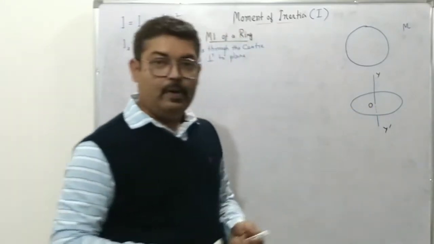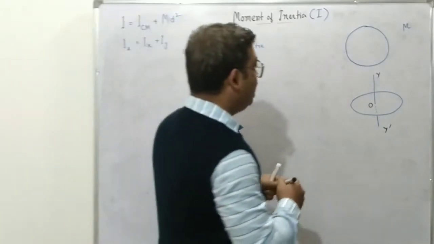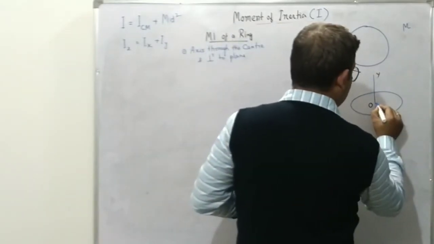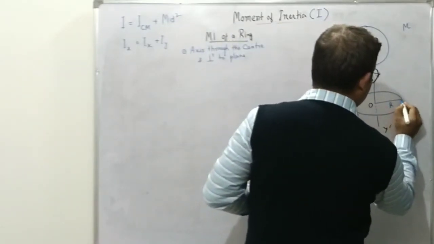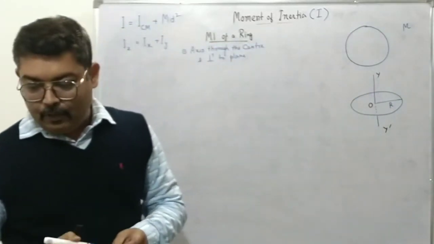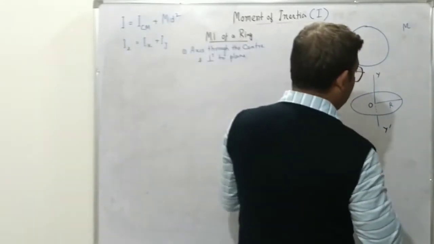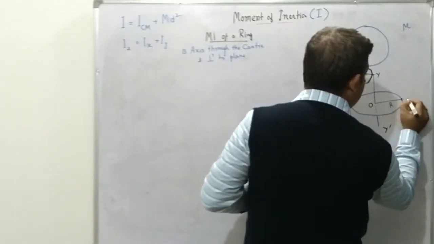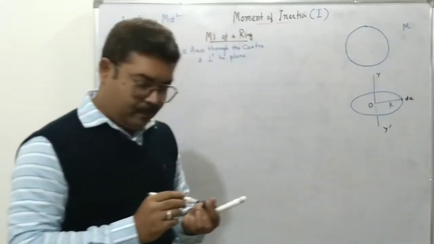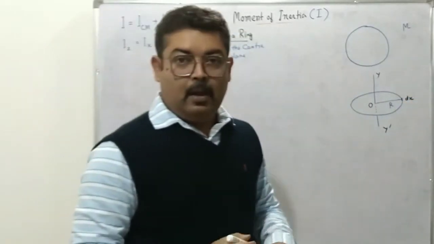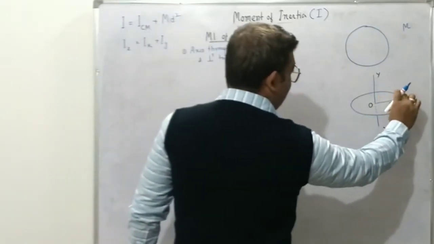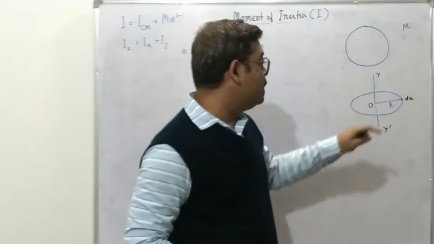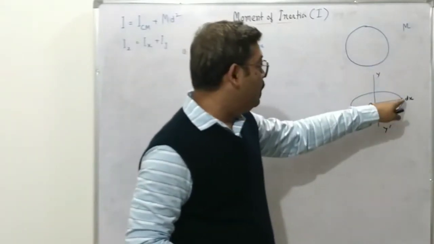Now to do so, we will first consider the radius of the ring. Let's say we have the radius of the ring as r. And we will consider a small element of it here, whose length is given by dx, say. So if we take a small element of a ring whose radius is r and mass is M, what will be the mass of the element?